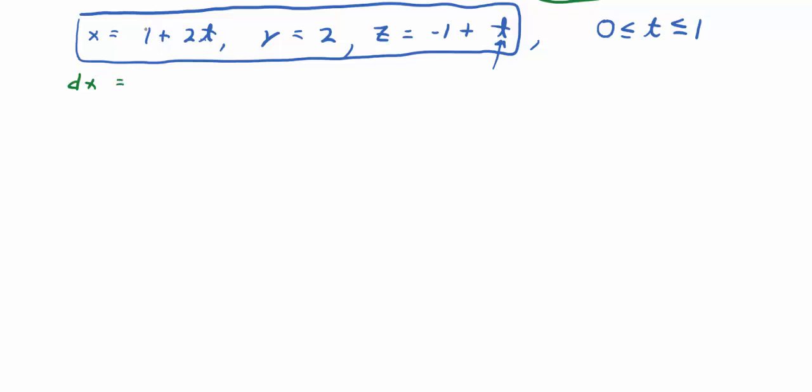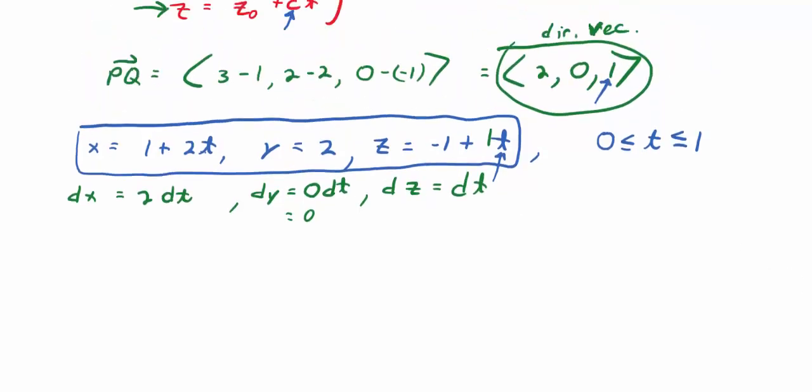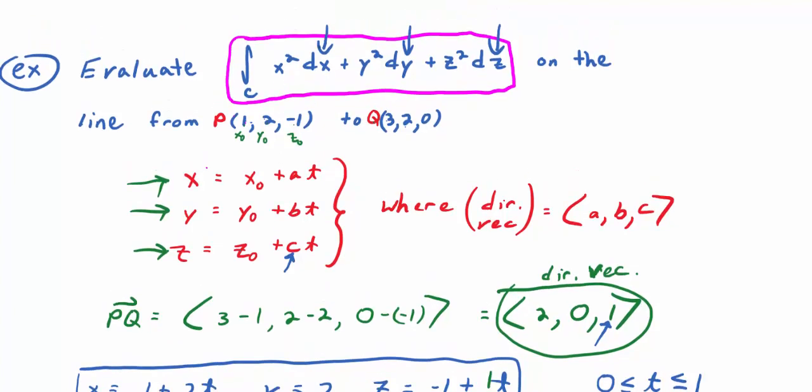What's the derivative of 1 plus 2t with respect to t? 2, and then, since it's a differential, it's 2 dt, right? What's the derivative of y with respect to t? So dy is going to be 0 dt, right? Because 2 is a constant. So just 0. And then what's the derivative of z with respect to t? Just 1. So what's dz then? dz is 1 dt. So we've got everything we need to plug into the differential form in terms of t.